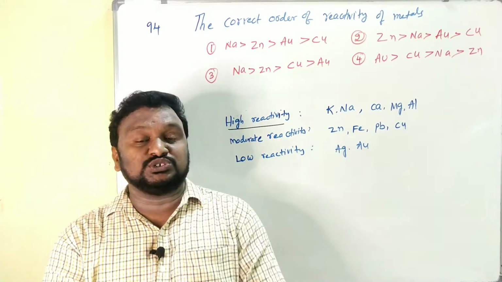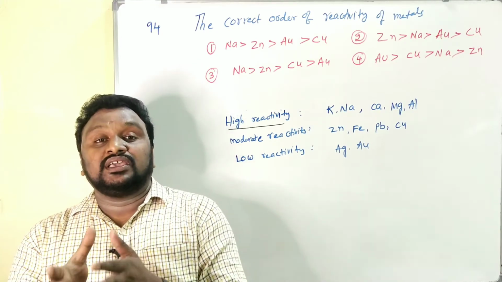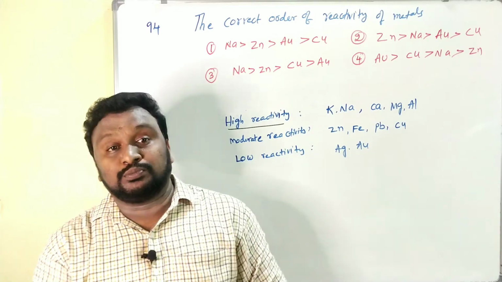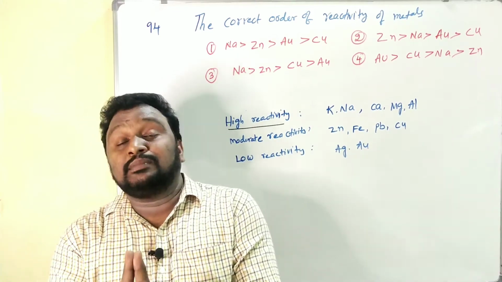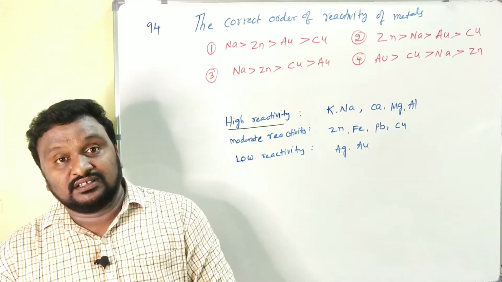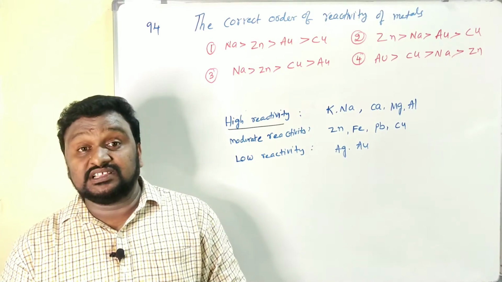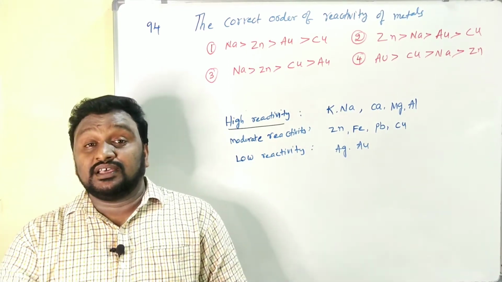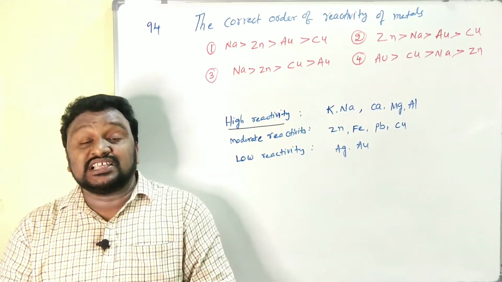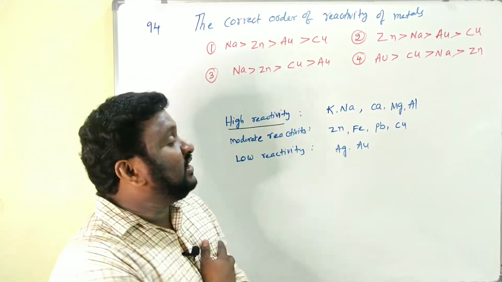And now the fourth question is very different and interesting. Here, some elements were selected from different activity groups: high reactivity, moderate, and low reactivity metals, and you have to arrange them in a proper order. That is the question given. Very interesting and very important. That's why in the metallurgy chapter you have to remember all the series elements of high reactivity, moderate reactivity, and low reactivity. Here the question was given.